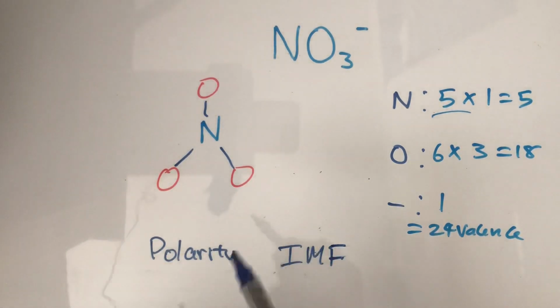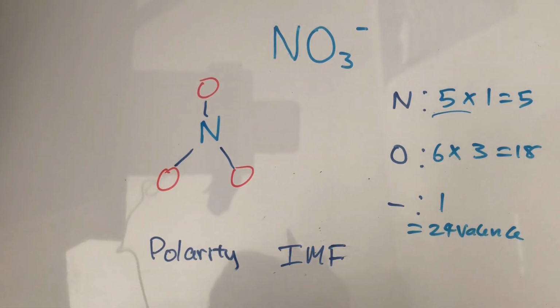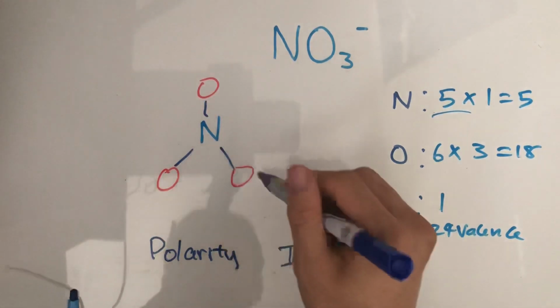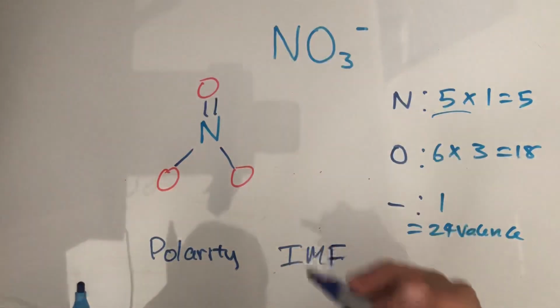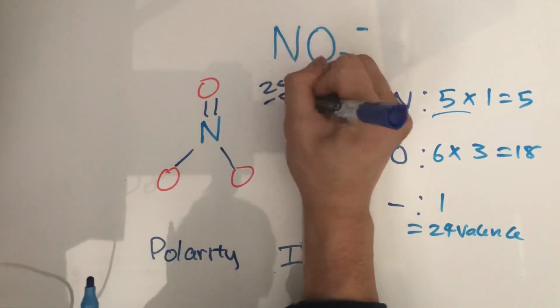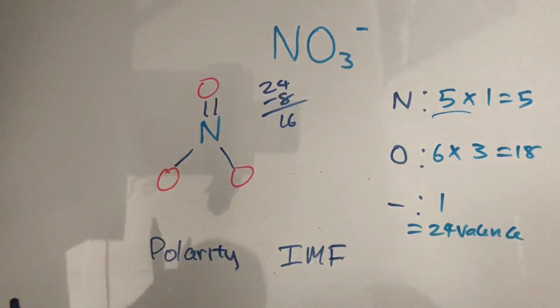However, for major group elements like nitrogen and oxygen, they must fulfill something called the octet rule, which says that atoms must have 8 valence electrons in order to have stable configuration within a molecule. Nitrogen only has 6 here, so we must draw another bond pair, which gives us 8. 24 minus 8 gives us 16 valence electrons left over that we must use.